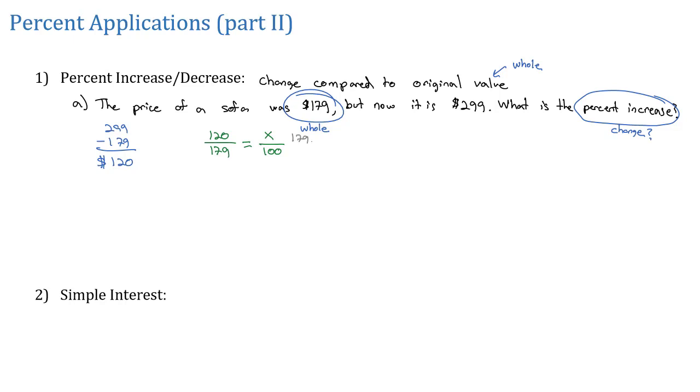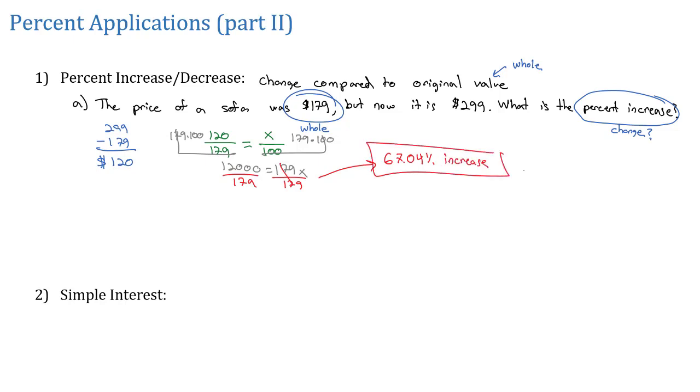Multiplying both sides by 179 times 100 will allow me to start solving. That's going to give me 12,000 equals 179x. And when I divide both sides by 179, I get, I'll put my answer over here, a 67.04% increase. So with percent increase or decrease, we compare the change to the original, where the original value is the whole.